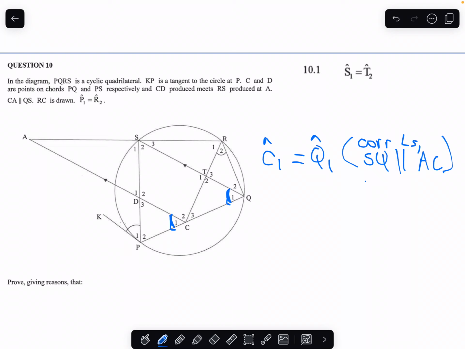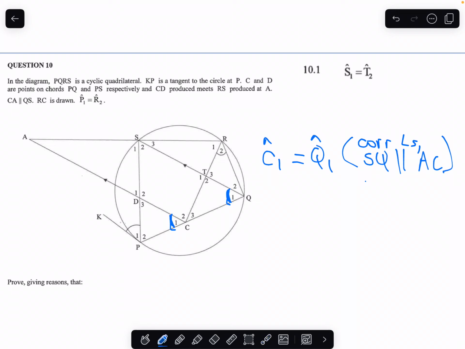Okay. So we want to show that this angle is the same as this angle. Oh, okay. So, okay. Oh, my poor brain.